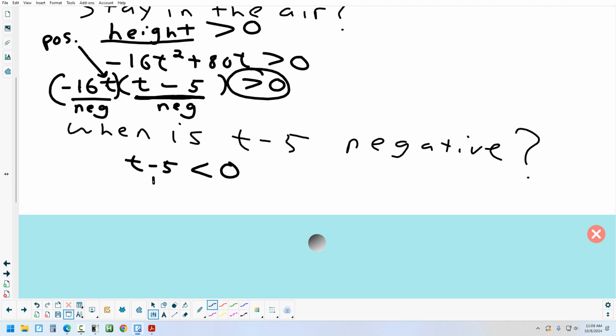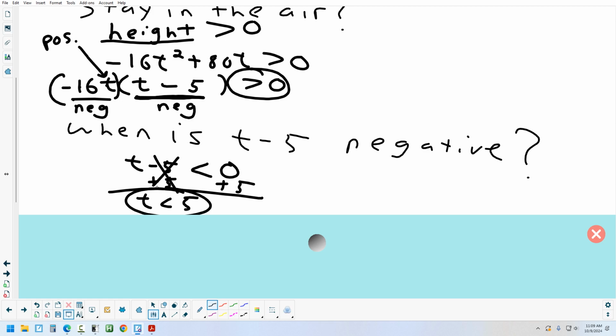Yep, add 5 to both sides. And what do I get for an answer? T is less than 5. So how long is the object in the air for? Less than 5 seconds. Yeah, so it's like 4.9 repeating.